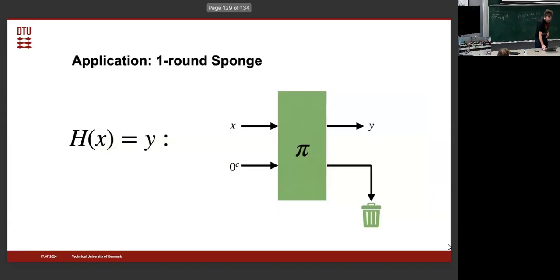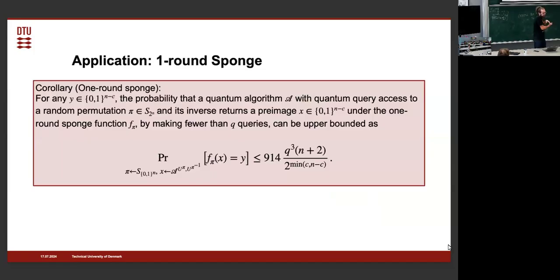And then we can apply this, for example, because we can only deal with one input-output pair at this point, we can look at the one-round sponge, which is this construction of a function that maps x to y. So take x, append some zeros, apply a permutation, then get rid of the last half and output the first half, let's say. And we can just straightforwardly apply our generic result to get a bound for pre-image finding for a one-round sponge.